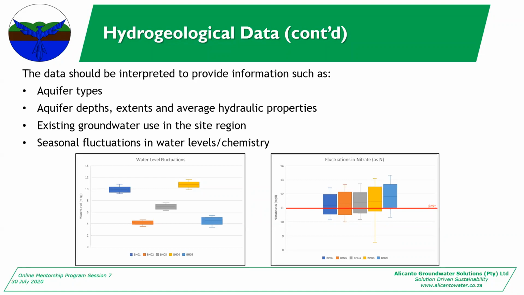Then existing groundwater use in the site region. That helps you identify the potential, number one. And then number two, your sensitive receptors, if your site is going to have an impact on anyone.